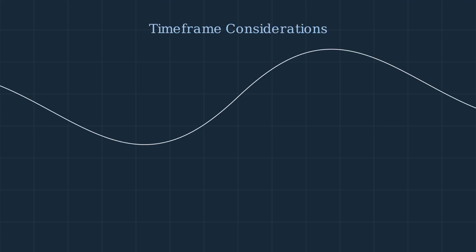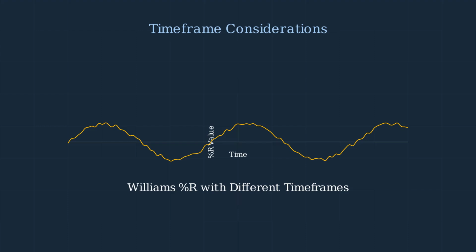When using Williams-Cent-R, an important consideration is the timeframe setting. The standard setting for Williams-Cent-R is 14 periods, but this can be adjusted based on your trading style and objectives. Shorter timeframes, like 7 periods, make the indicator more sensitive to price changes. This increased sensitivity generates more trading signals, but also produces more false positives, potentially leading to overtrading.